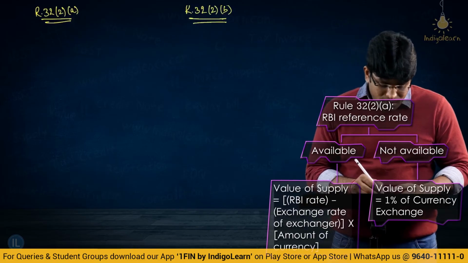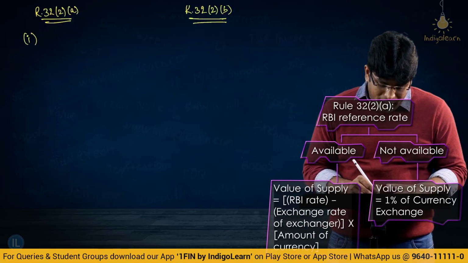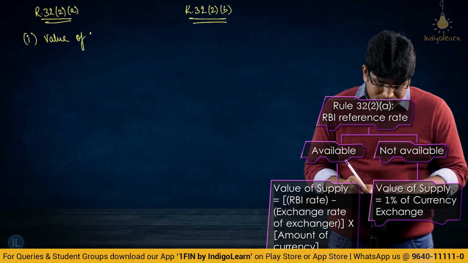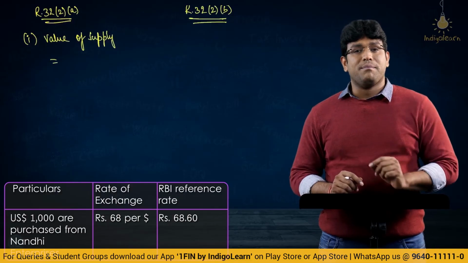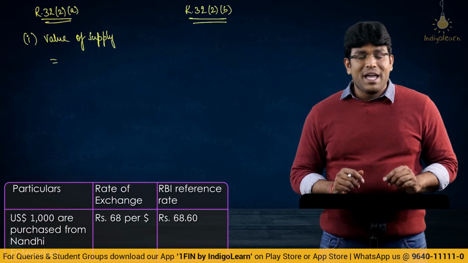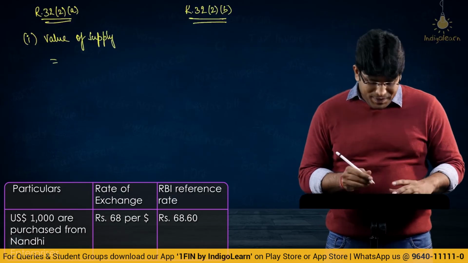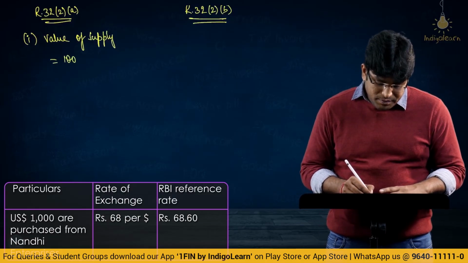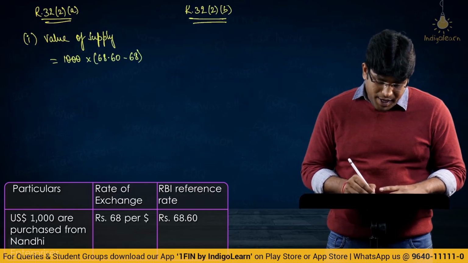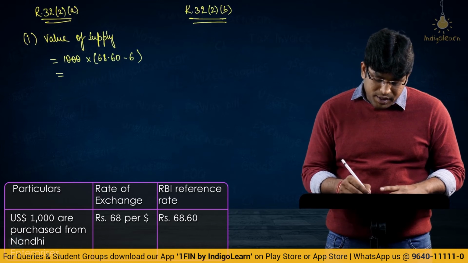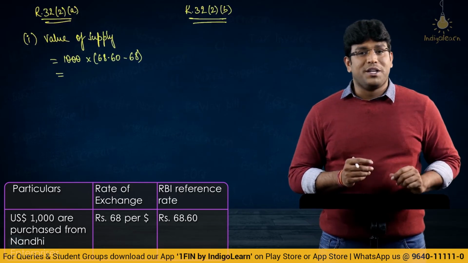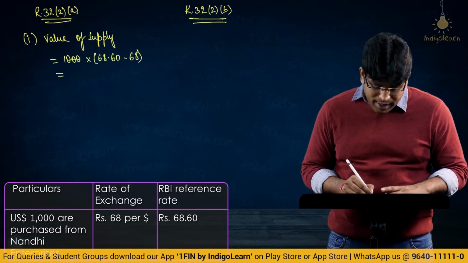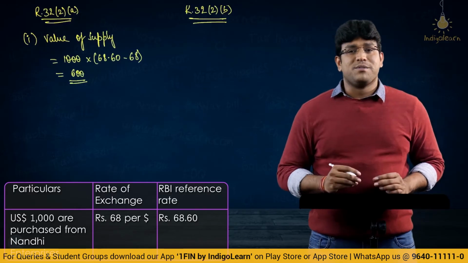See that now. First case, we know that RBI rate is available. And what was the RBI rate? RBI rate was 68.60 and the exchange rate given by the money changer was 68 and the units of currency was 1000 units. So friends, what is the answer then? 1000 units into 68.60 minus 68, which becomes how much? 0.60 into 1,000 will become 600. This becomes the value of supply.